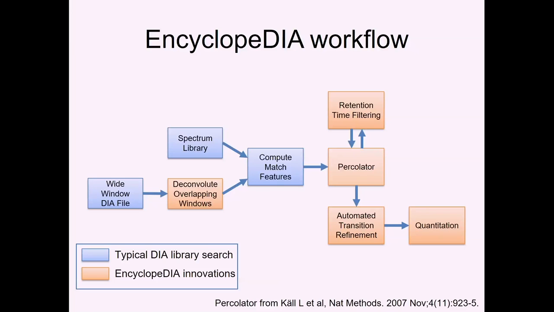Then he also saw, of course, that our lab had a lot of experience with this machine learning tool called Percolator, so he tried to integrate that. He incorporated some retention time filtering information, which I'll talk about in a bit, and also some automated transition refinement. But ultimately, the goal is to spit out a file that can go into Skyline that can be used for quantitation. It's not so much important to be able to deal with the detection of peptides, but also the quantitation.